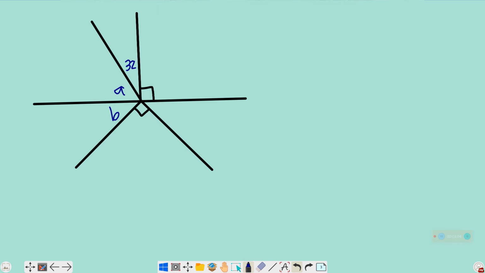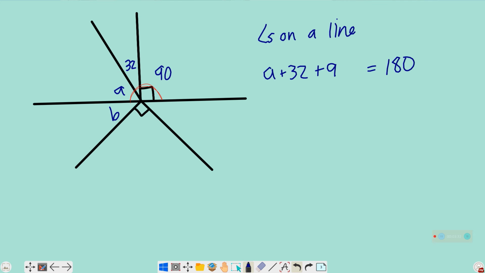In number 3, we're going to start by labeling all the pieces we know. Wherever you see that little square in the corner, that represents a right angle, which is 90 degrees. We can start to solve for A by using angles on a line. Angles on a line have a sum of 180 degrees. We're going to use this top part of the line, which is made up of A, 32, and 90.